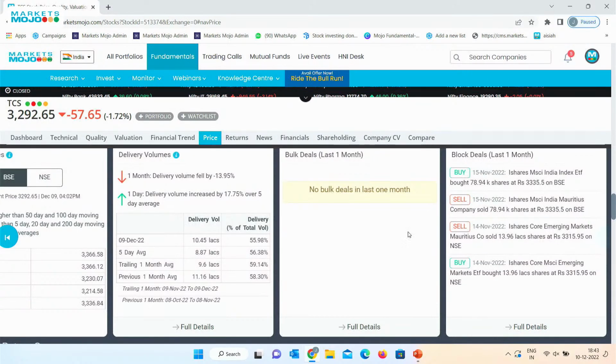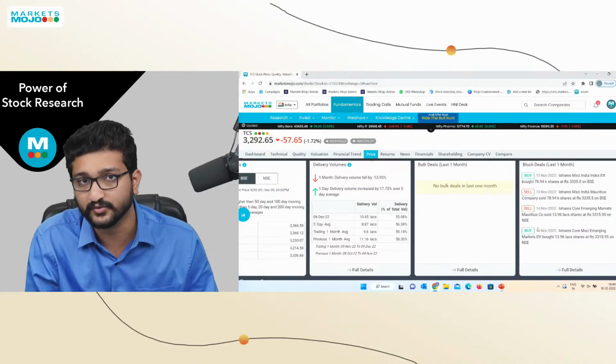In block deals, you can find out how much a particular investor has bought, more than 5 lakhs shares or a value above 5 crores in a particular share. You can see around 15th November, MSCI index has bought around 78,000 at what price, on which index? This is BSE, here's NSE. So if you see a lot of buys over here, you can find out whether there is buying interest in this company. Are institutions actually buying into the company?